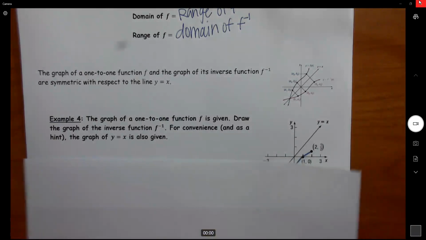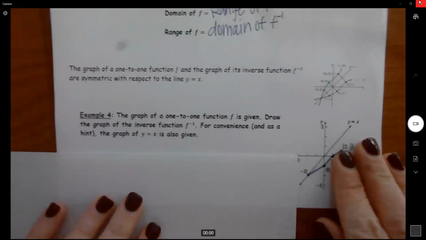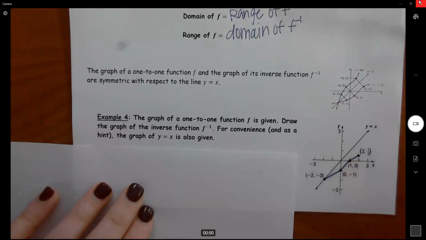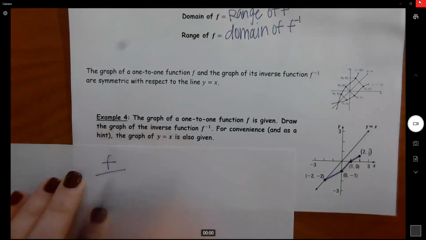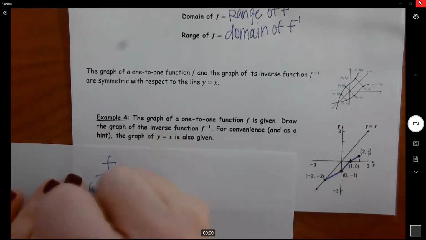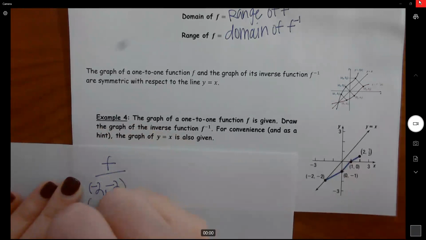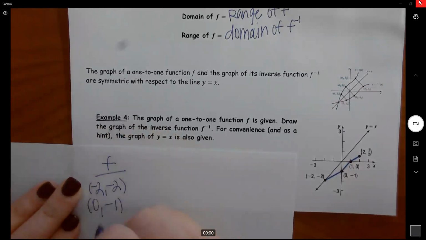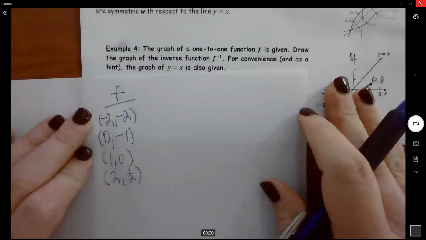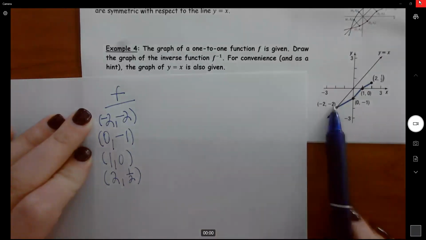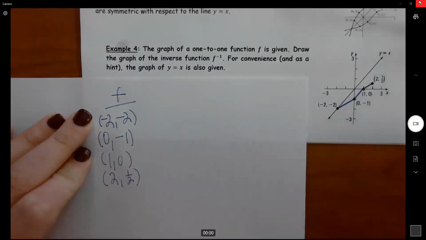So what I like to do here is to list my points. So for my function, I have the points -2, -2. I have 0, -1. I have 1, 0. And I also have 2, 1/2. And I'm just listing the ordered pairs that they gave me.